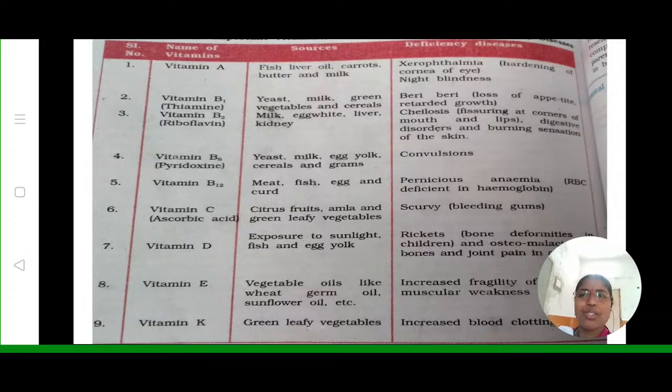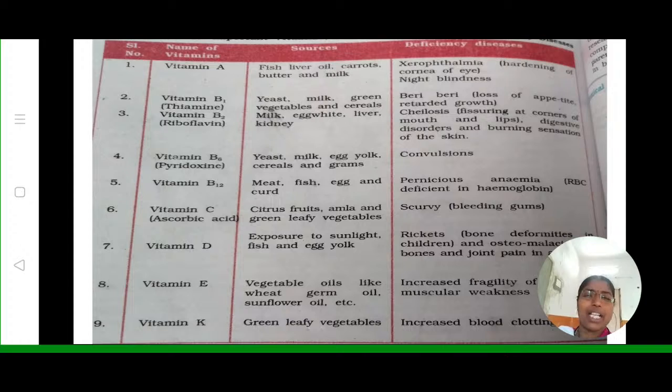These are the sources of vitamin A. Deficiency of vitamin A is xerophthalmia. Xerophthalmia means hardening of the cornea of the eye. Hardening of the cornea of the eye is the deficiency of vitamin A. The second deficiency disease is night blindness. So night blindness is the deficiency of vitamin A.